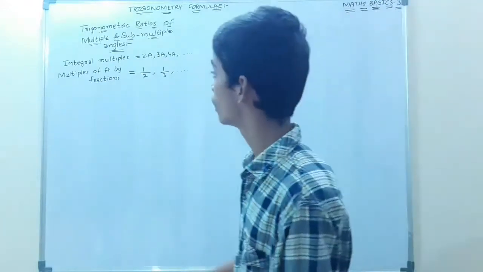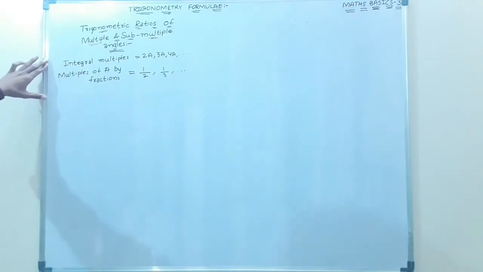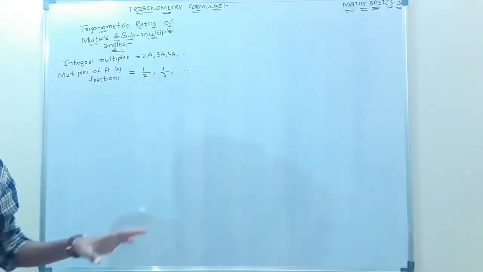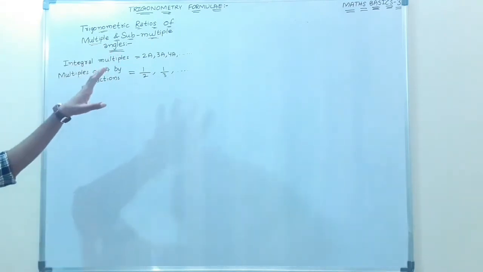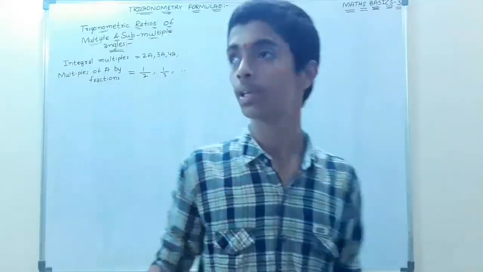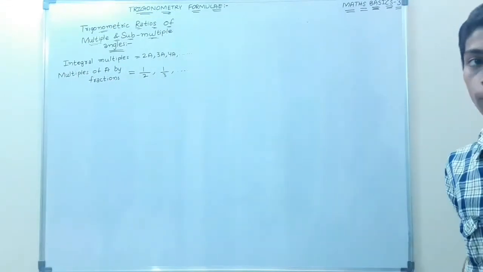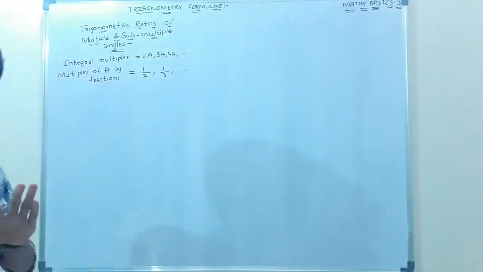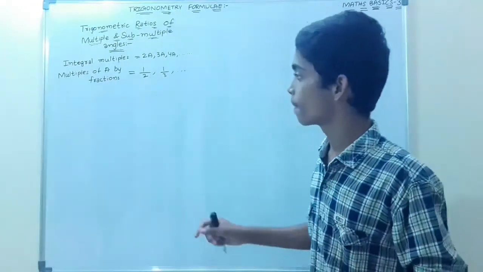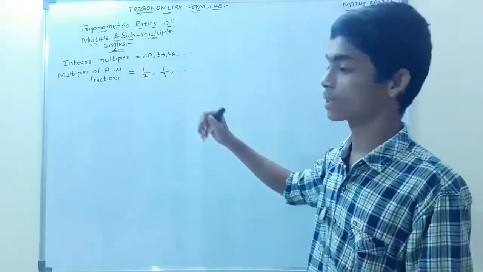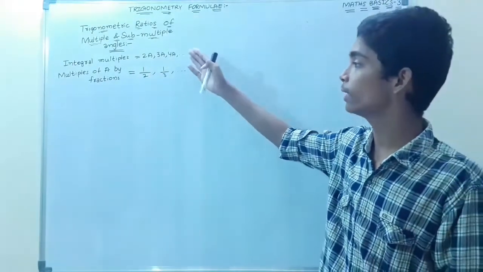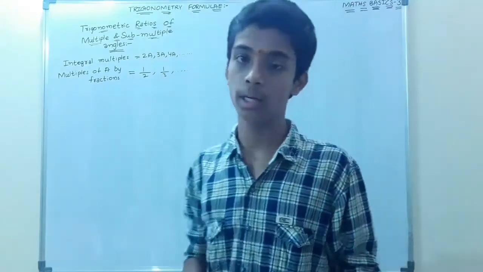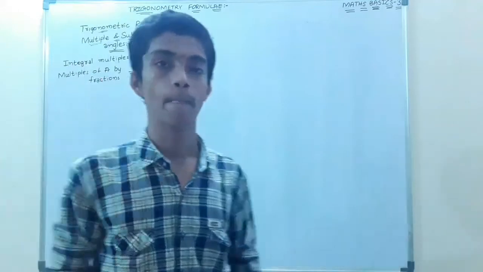Trigonometric ratios of multiple and submultiple angles. Something is written over here, that is integral multiples 2A, 3A and 4A. We will go for it. Assume that theta is an angle, and the integral multiples, that is 2A, 3A and 4A and so on, are called the multiples of A.